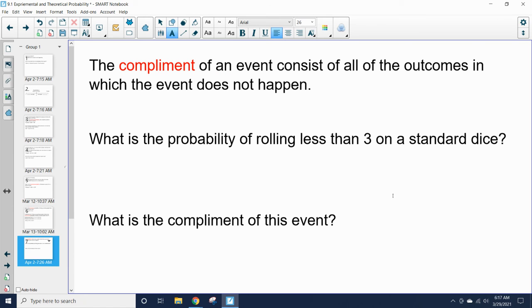All right, last thing we're talking about, the complement. So the complement of an event consists of all the outcomes in which the event does not happen. So it's essentially saying, what is the opposite of this event? So the complement is always the opposite.